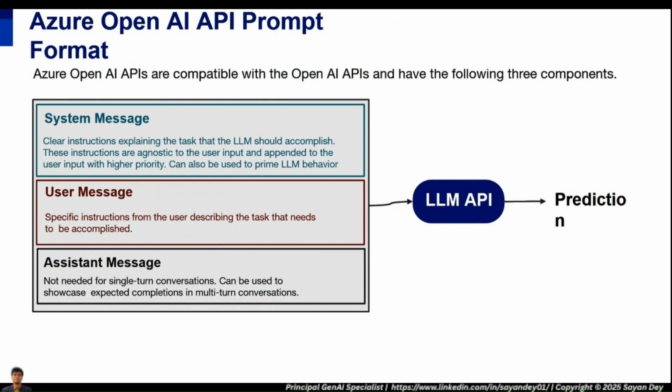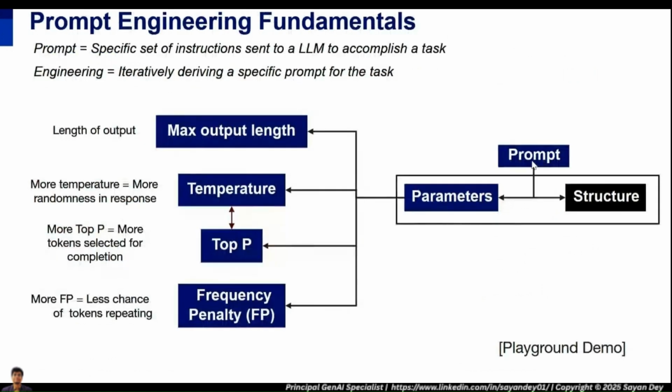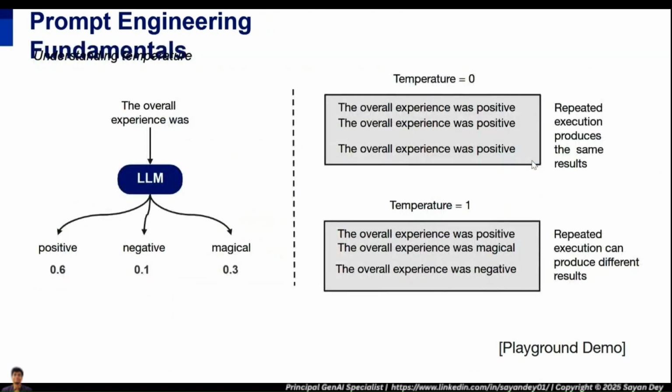So system message is once again the overall behavior of your system. User message is where you're giving specific instructions on what to do, and assistant response is whatever response the assistant is giving in the process. These are the three different types of things we saw. And then there is something called prompt parameters, and we'll talk about it.